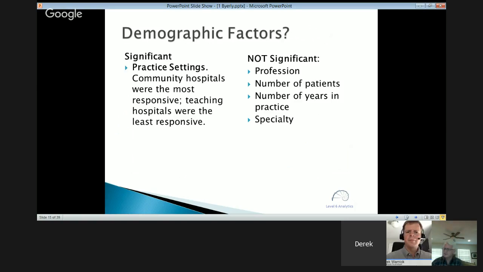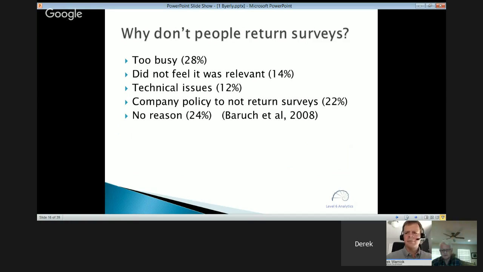So why don't people return surveys? People did some research. Baruch et al. did one in 2008 to ask why people didn't return surveys. How we got these people to return surveys about why they didn't return surveys, I don't know. That's suspicious to me. Here were his answers.